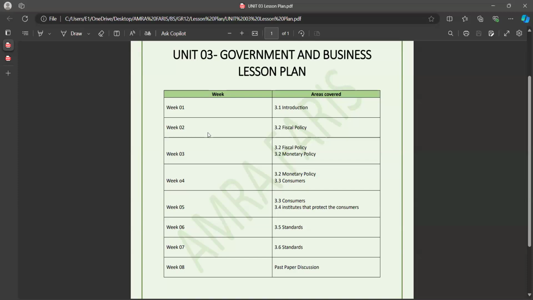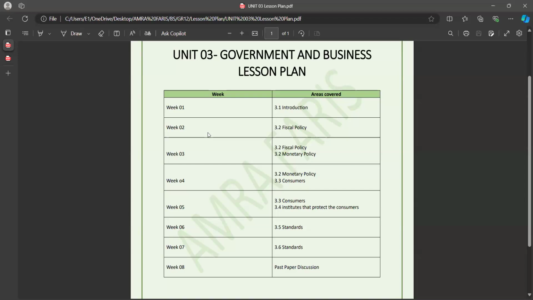Now, if you see this chapter, children, it is all about some government related stuff, like tax. We study about tax in this chapter, and we also study about government policies. There is a policy called fiscal policy, which is responsible for taxing and everything in business. There is another policy called monetary policy, also a policy of the government.